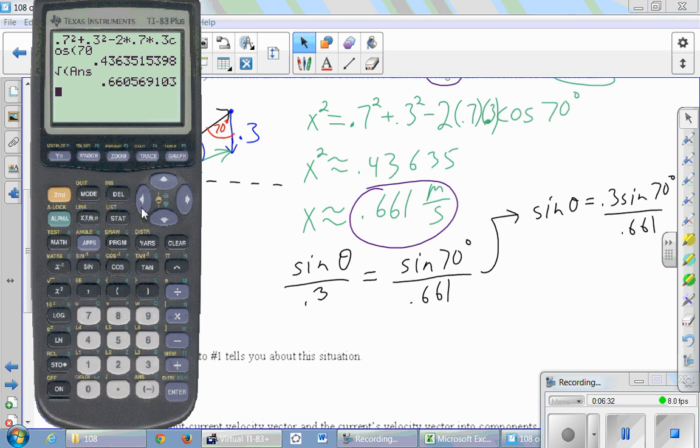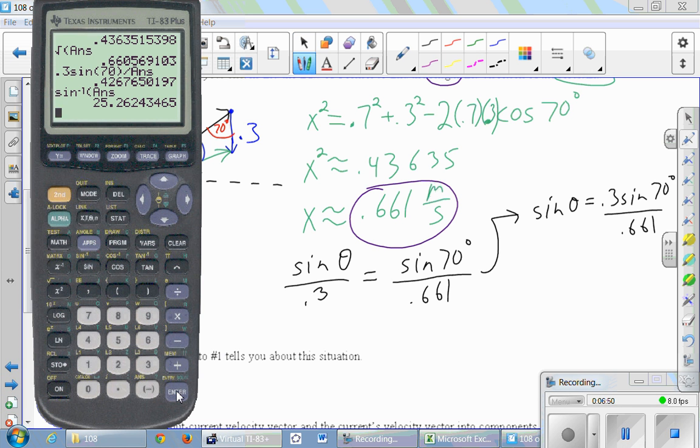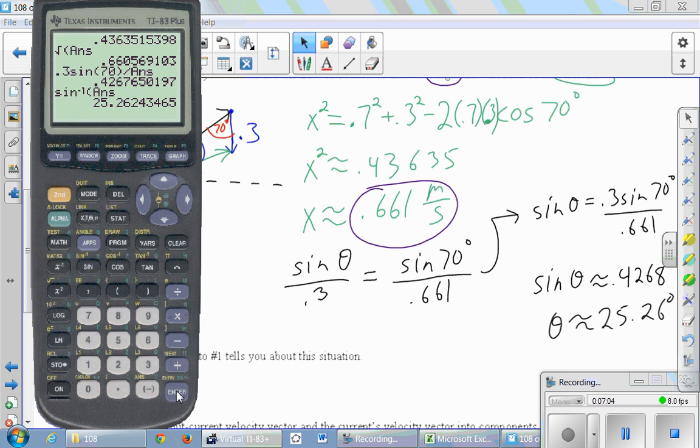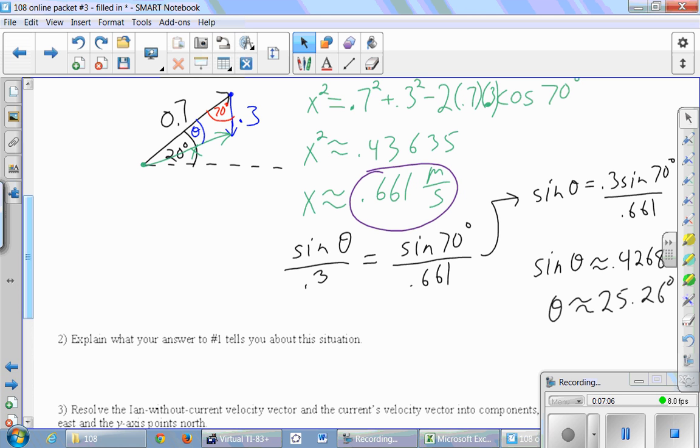So we're doing 0.3 times the sine of 70 divided by, but don't type in 0.661, do second answer. So we get that, and then we'll do the inverse sine of that number. And we get 25 degrees. Sine of theta is about 0.4268, and so theta is about 25.26 degrees. Okay, no problem. So then we'll come back over here, and that blue angle right there that we called theta is really about 25 degrees.